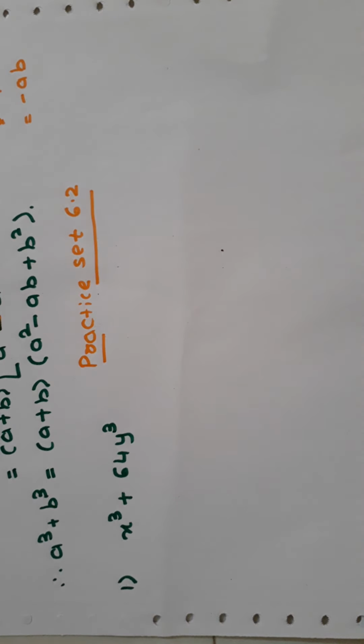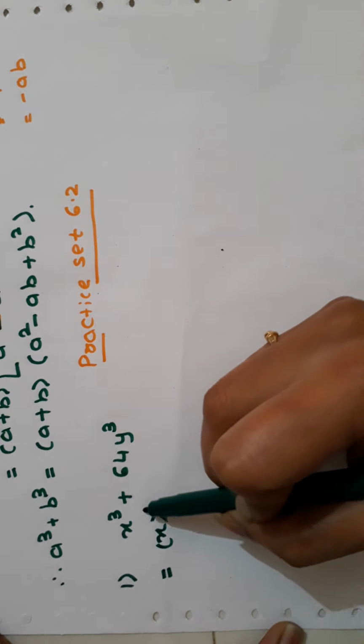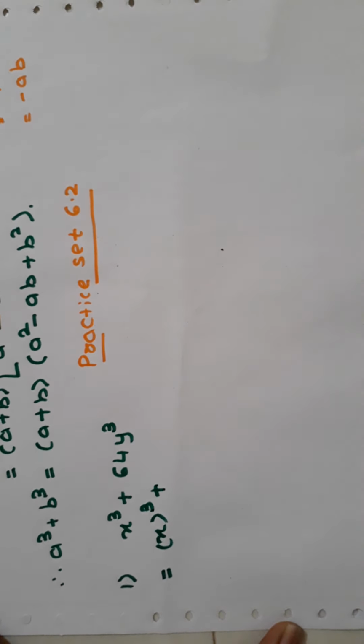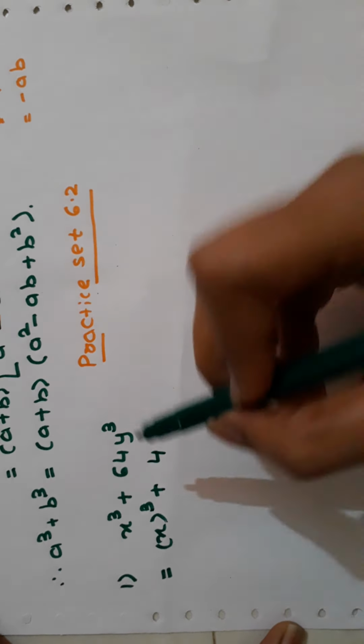Practice set 6.2. Factorize x cube plus 64y cube. Now in order to apply the previous formula, this expression should be of the form a cube plus b cube. In other words, we have to write both the terms as a cube of some other term. X cube is (x) the whole cube. 64y cube: 64 is the cube of 4 and y cube is the cube of y.